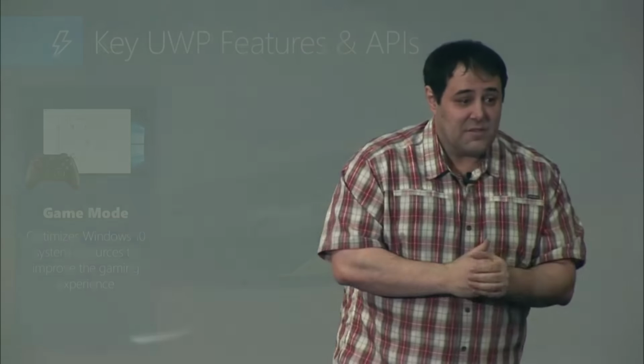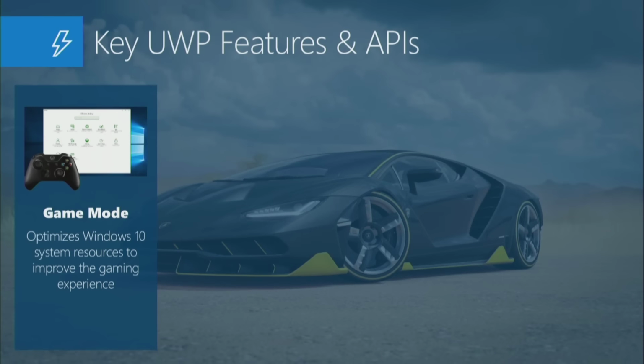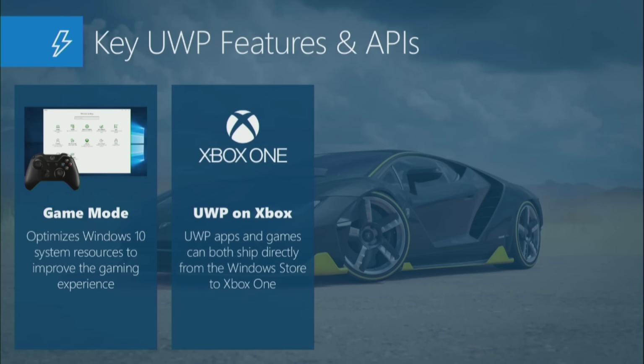Now, let's talk about a few key features that we've added for you, our game devs. This year, we're introducing a concept called Game Mode that optimizes system resources for the absolute best gaming experience possible. In 2016, Xbox opened up its app ecosystem to the entire Windows Store UWP marketplace. In 2017, we're doing the same for games.